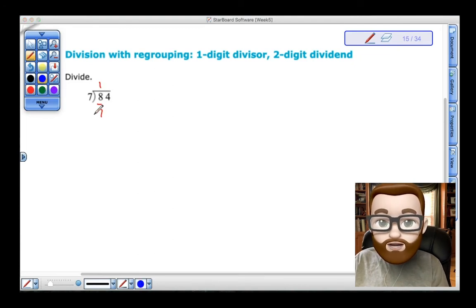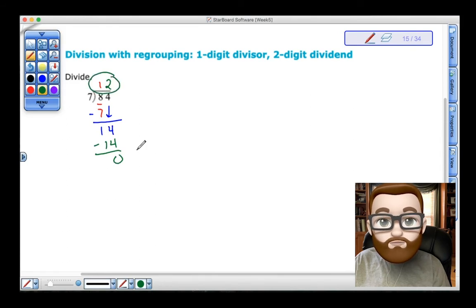So next I'm going to ask to do some subtraction. If I have 8 minus 7, I get an answer of 1. I'm going to bring down the 4, just the next digit over, and I have a 14. So now I want to see how many times can 7 go into 14. And if we remember our multiplication times tables, it goes in exactly 2 times. So 2 times 7, we get an answer of 14. 14 minus 14 is 0. So our answer here is going to be 12.